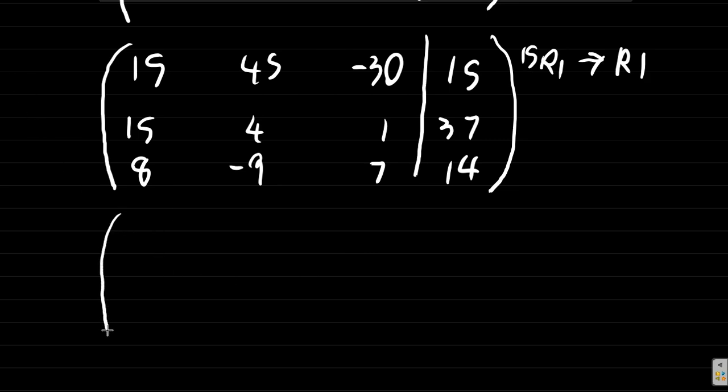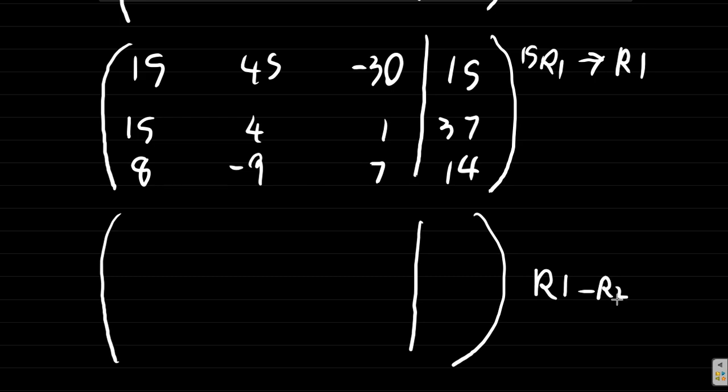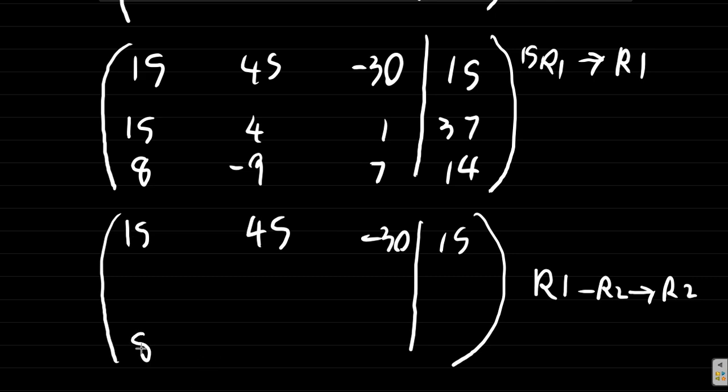Then the next thing we're going to do is say row 1 minus row 2. Give us our new row 2. Alright? So row 1 will not change. We have 15, 45, negative 30, 15. Row 3 will not change, so it remains 8, negative 9, 7, 14. But here, row 1, so remember, you can always add or subtract two equations to get another equation. That's what we're doing here.